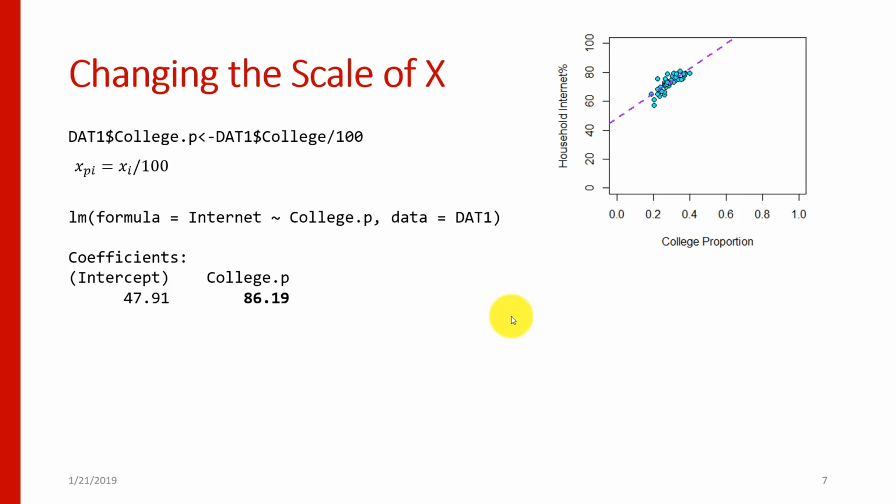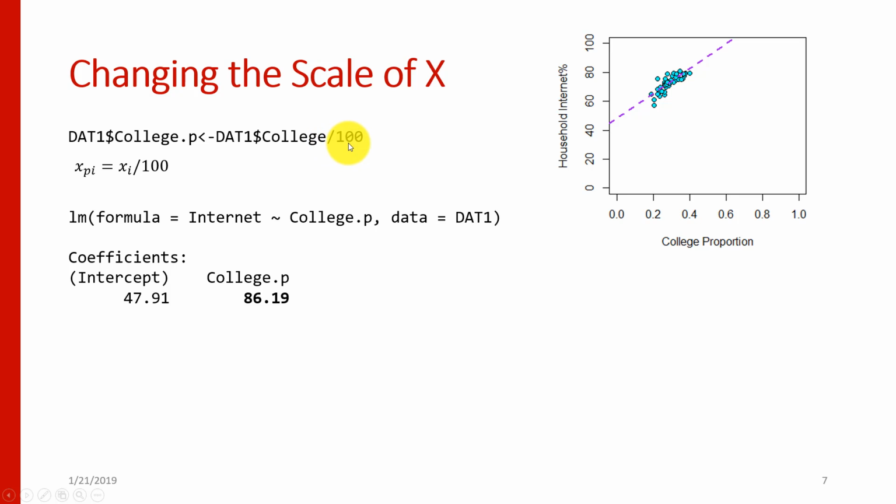Finally, we can also change the scale of x, right? So centering was just a translation in which we moved x left or right, but it didn't fundamentally change what a 1 unit increase in x was. If we were to change the scale of x, so let's say we divide x by 100, so rather than percentages, right, 80%, if I wanted to change that back into a proportion and make 80% 0.80, I could divide it by 100. Right, so we're going to call this college proportion or college.p, in which we take the original college variable and divide it by 100.